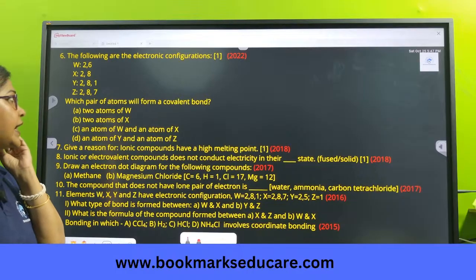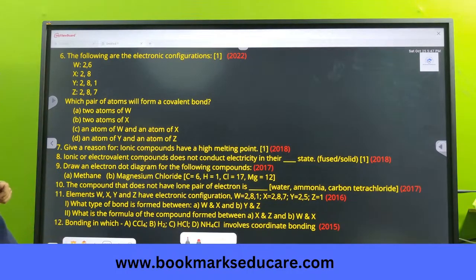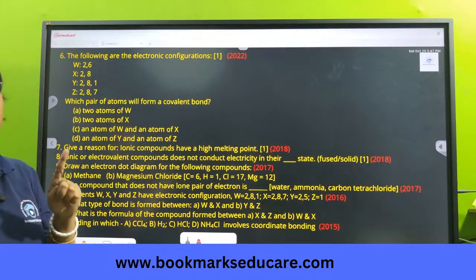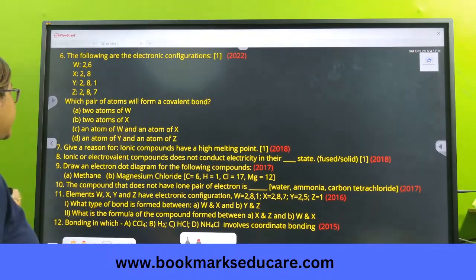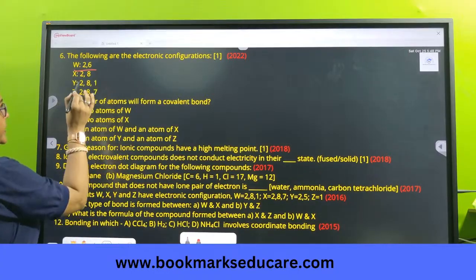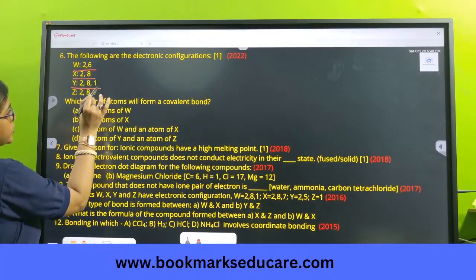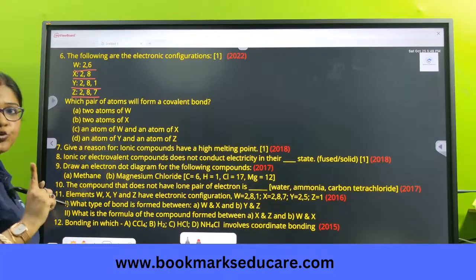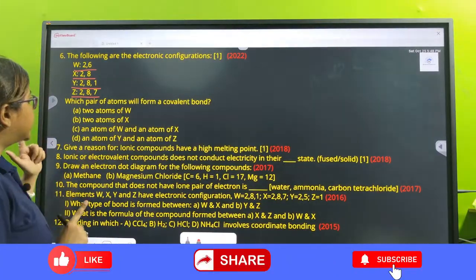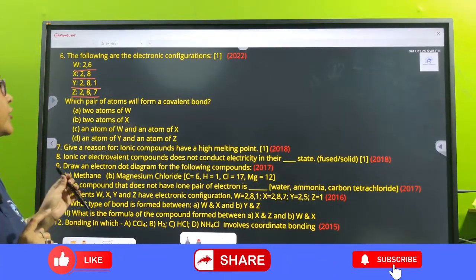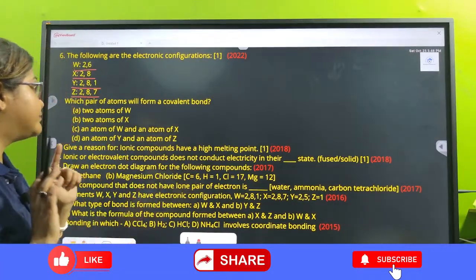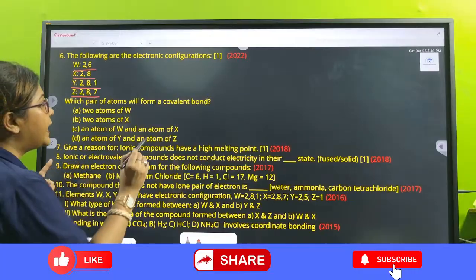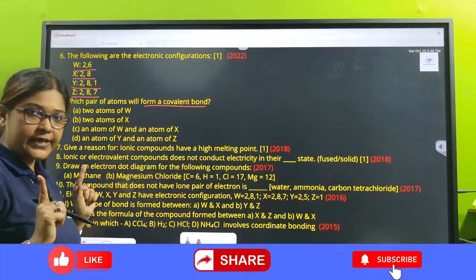Now here comes a very tricky question. The electronic configurations of 4 respective elements are given. W is 2, 6, X is 2, 8, Y is 2, 8, 1 and Z is 2, 8, 7. The question is: which pair of atoms will form a covalent bond? Mind you, a covalent bond, right?